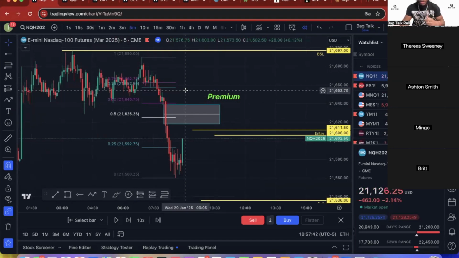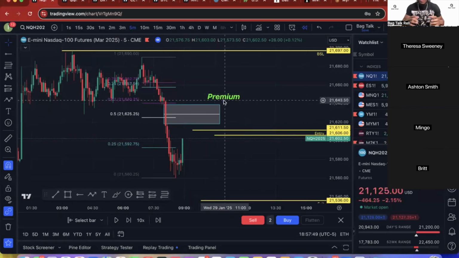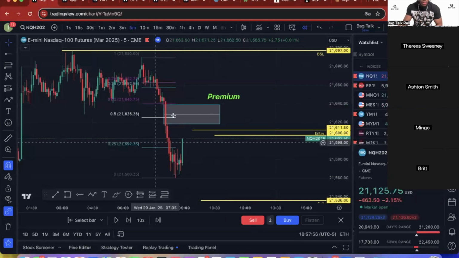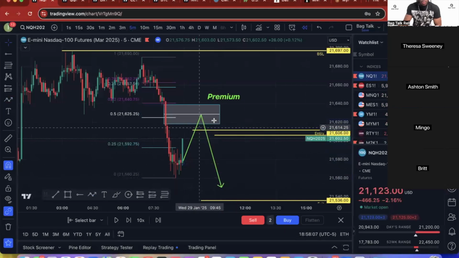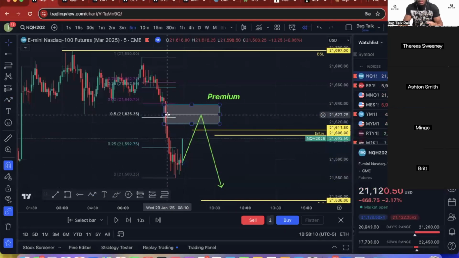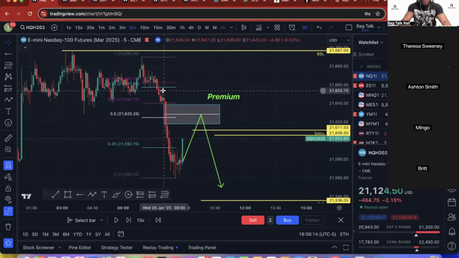PD array, to make it really short and simple, stands for premium discount array. What is that? These are areas on the chart that price tends to tap into to reject or bounce on. So for example, this gray area is a fair value gap. That is an example of a PD array. So price would most likely tap into this to send us lower. So I'm looking for fair value gaps in premium. That's going to be a concept that we're going to continue to look at going forward in these demonstrations.